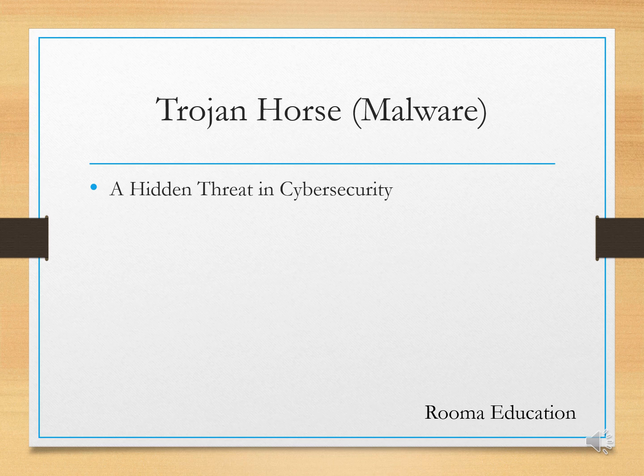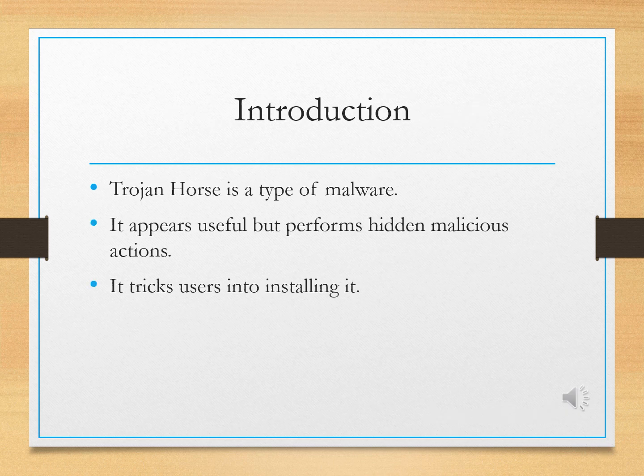Now let's start. A Trojan horse is a type of malicious software. It looks like a useful or normal program, such as a game, app, or software. But inside, it has hidden harmful actions. Most importantly, it tricks the user to install it by themselves.